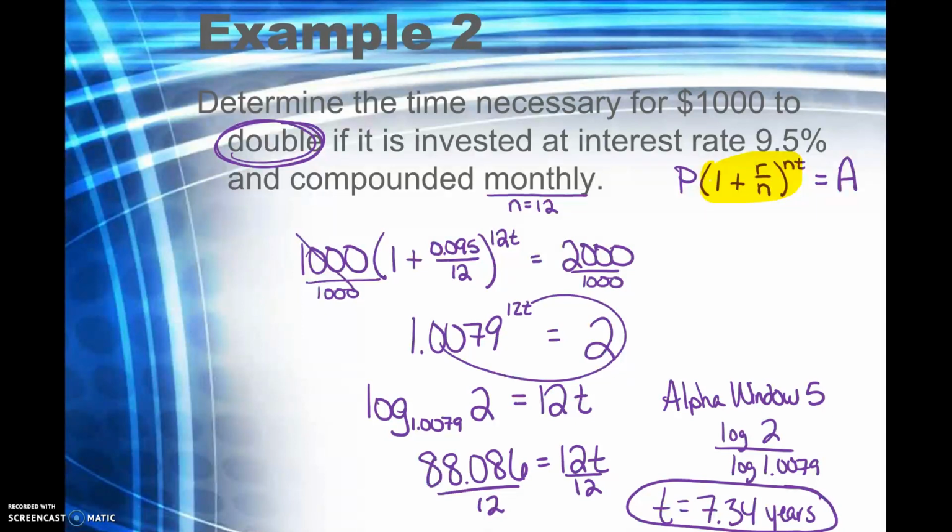I'd like to call these real world problems, but let's be honest. If you're investing money, you're not going to get a 9.5% interest rate. It's just not going to happen. So these aren't really real world, but whatever.